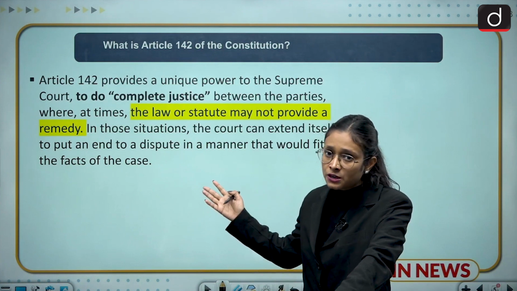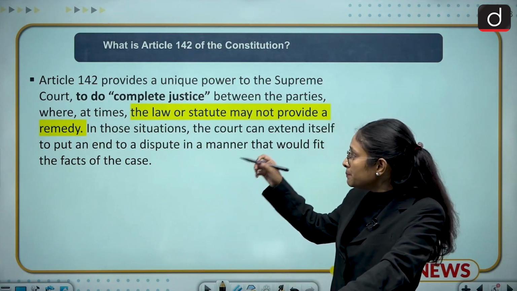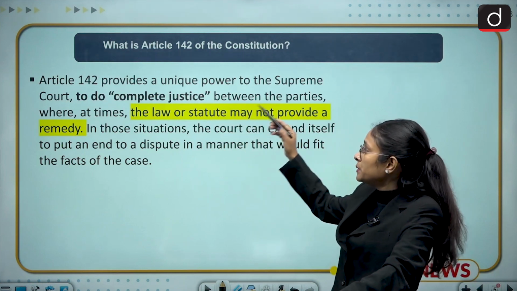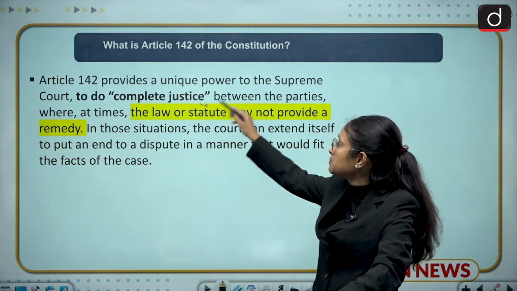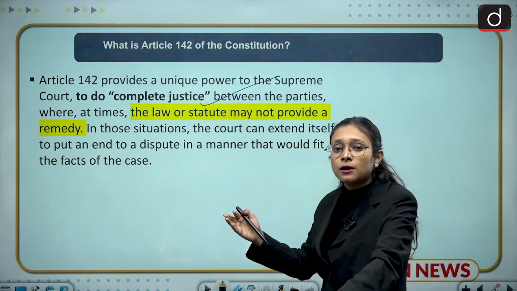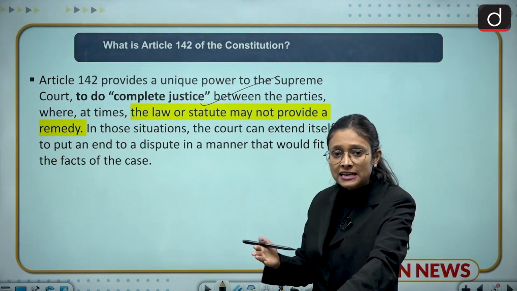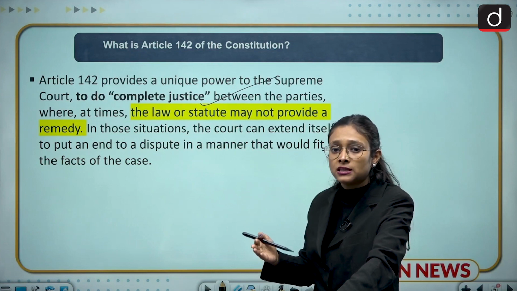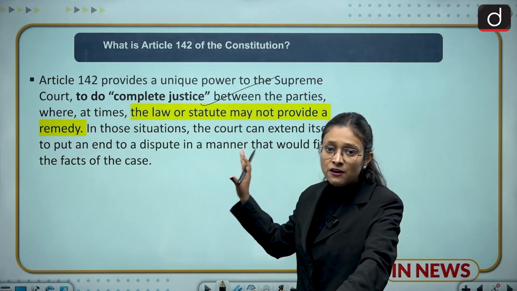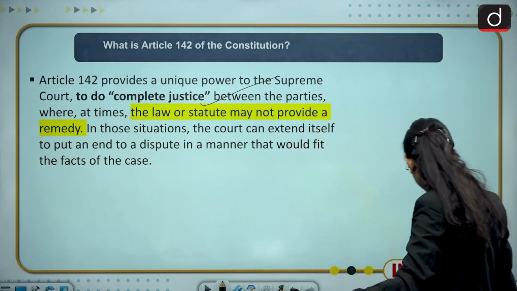This is a brief about Article 142, and in simple terms, Article 142 provides a unique power to the Supreme Court to do complete justice between the parties when the law and the statute are unable to provide justice in that particular case. In that case, the Supreme Court has to intervene and allow complete justice to the parties. So this is a brief definition of Article 142 of the Constitution. Moving to the next slide.